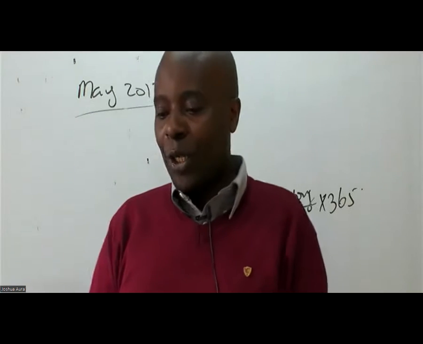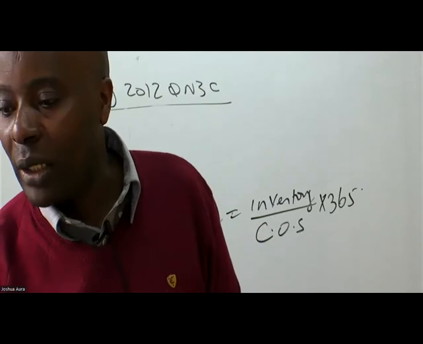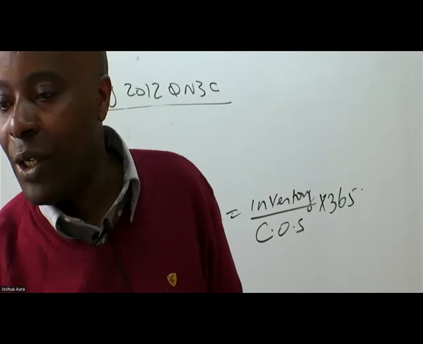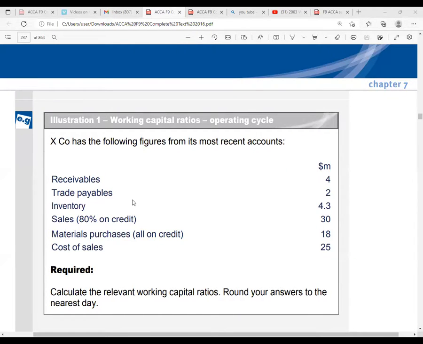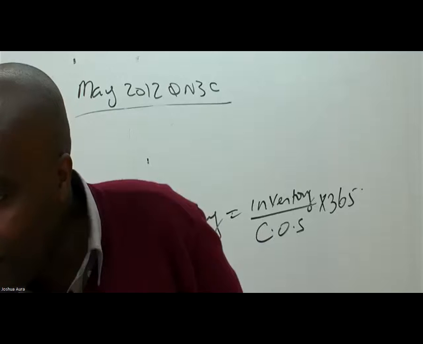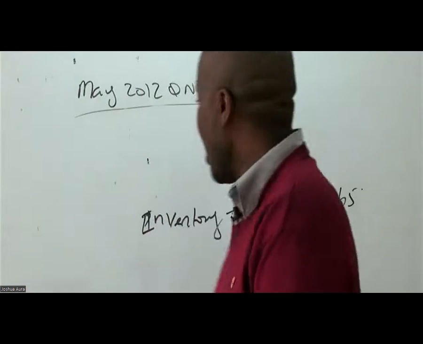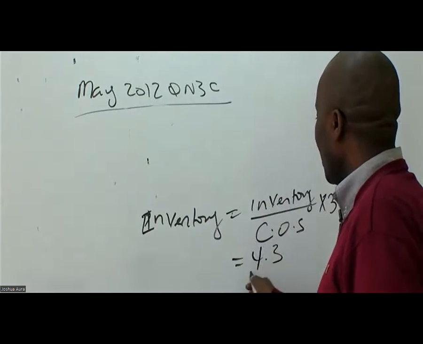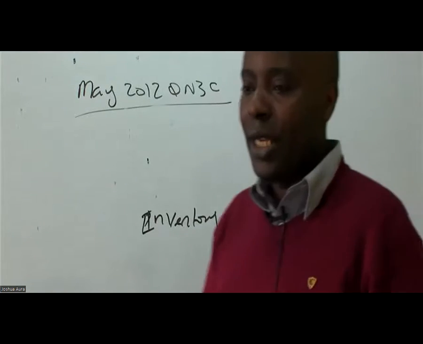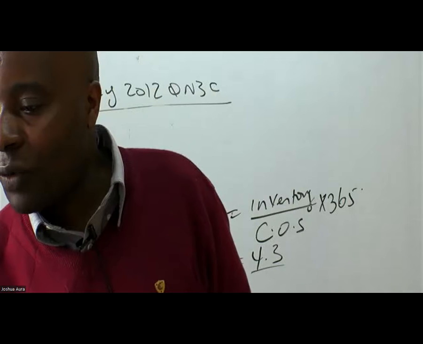So in this question, have they given me the inventory at the end of the year? Somebody with good eyes, what inventory amount are you able to see? Inventory is 4.3. So we have inventory here as 4.3. Divide this by the cost of sales given.